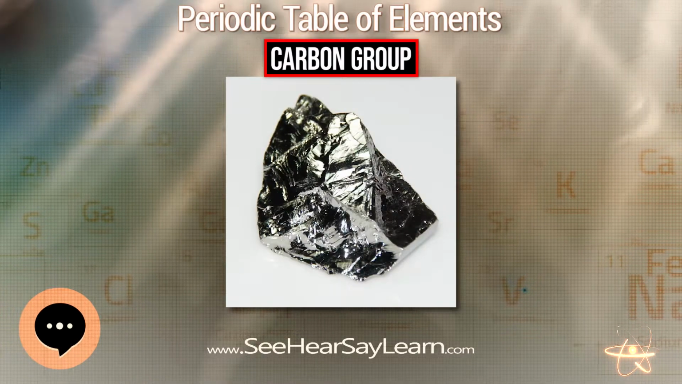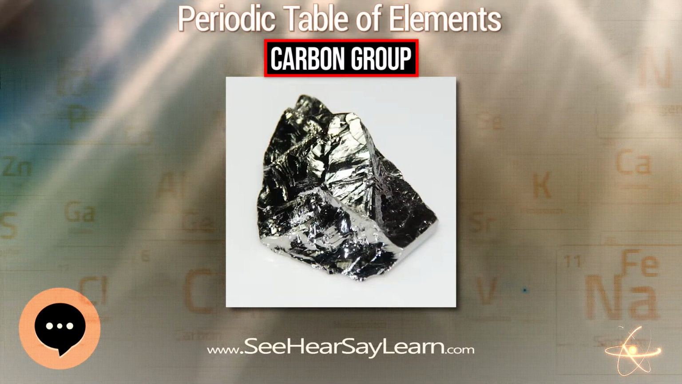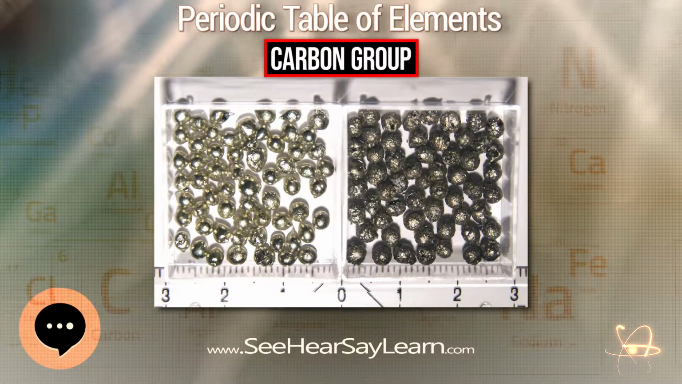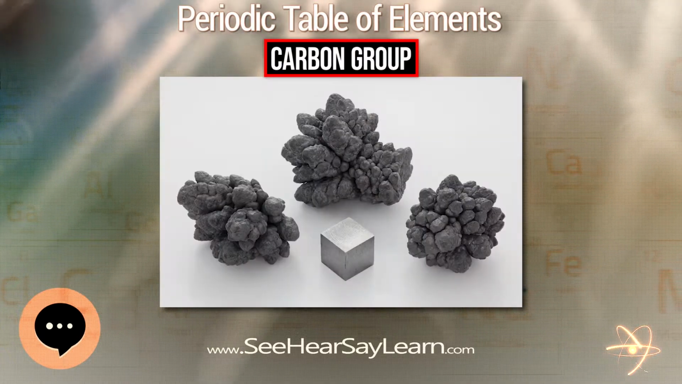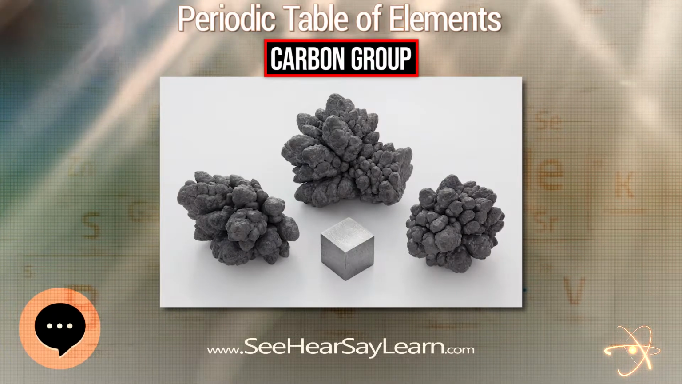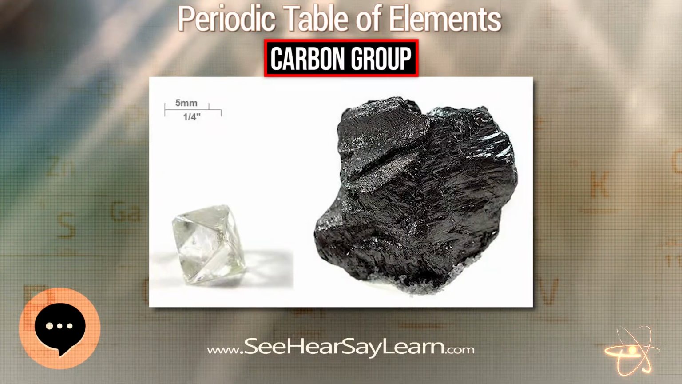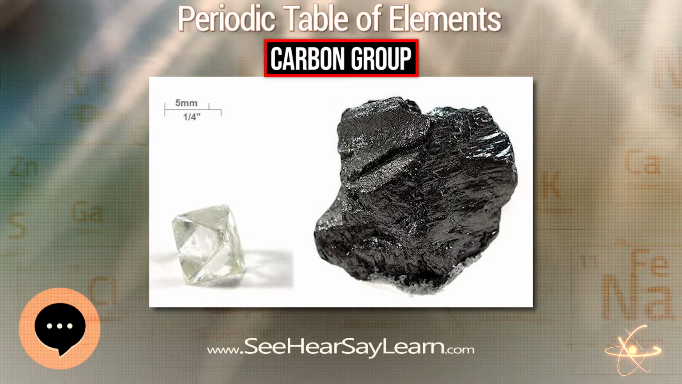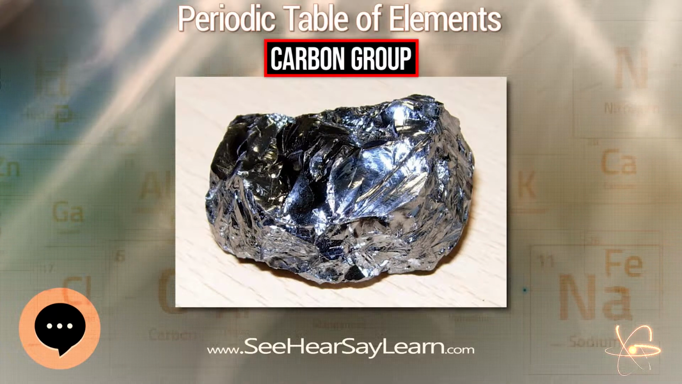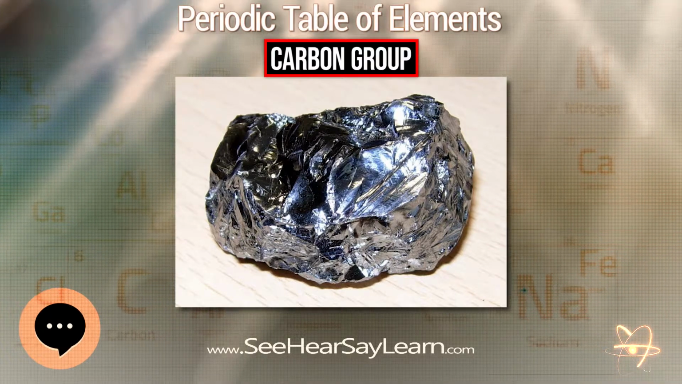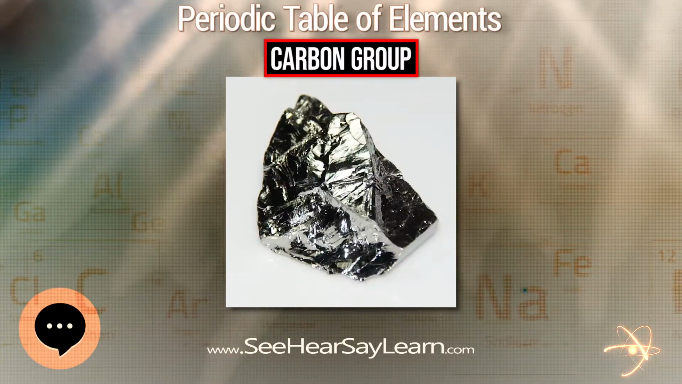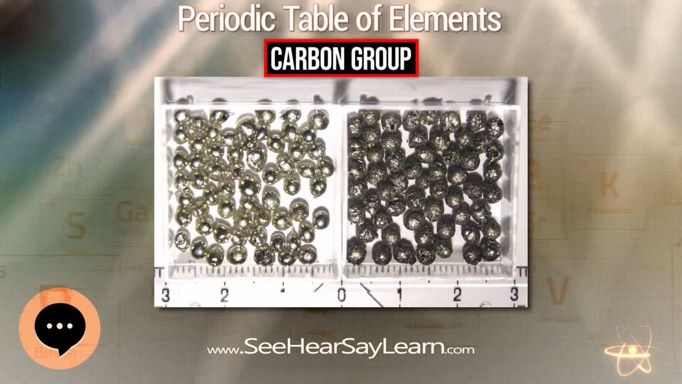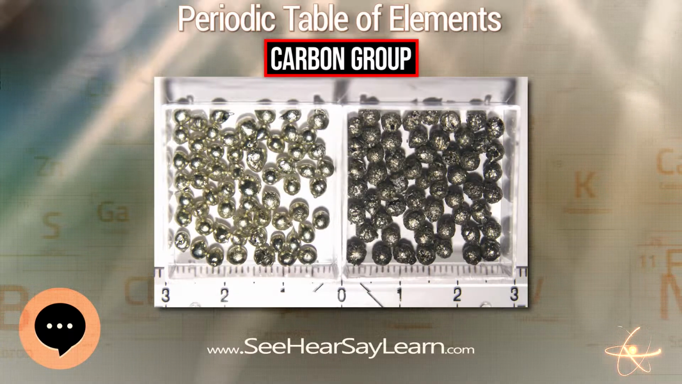The densities of the carbon group elements tend to increase with increasing atomic number. Carbon has a density of 2.26 grams per cubic centimeter, silicon has a density of 2.33 grams per cubic centimeter, germanium has a density of 5.32 grams per cubic centimeter. Tin has a density of 7.26 grams per cubic centimeter, and lead has a density of 11.3 grams per cubic centimeter. The atomic radii of the carbon group elements tend to increase with increasing atomic number.